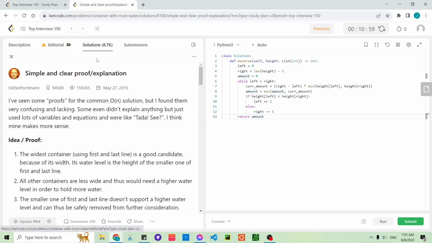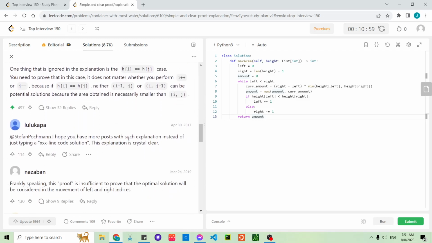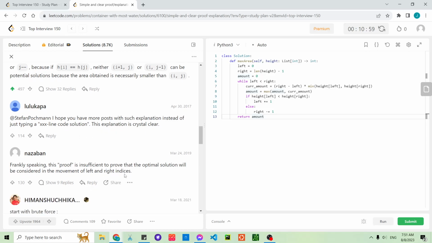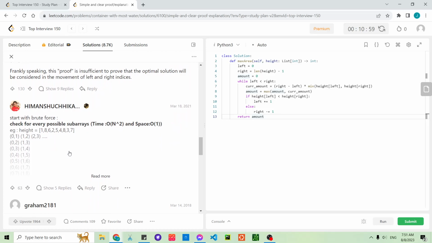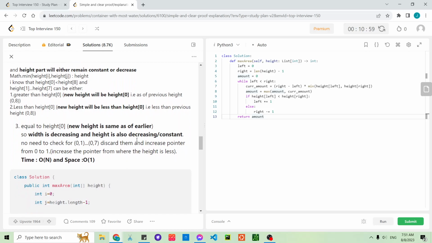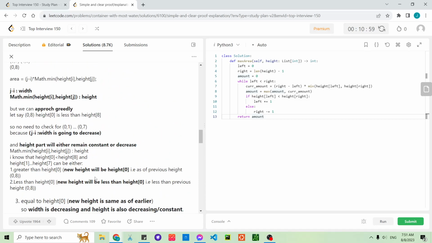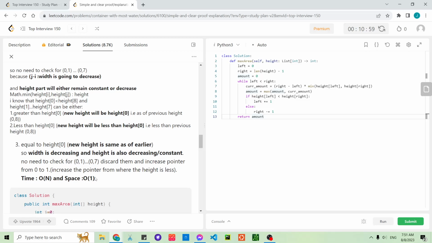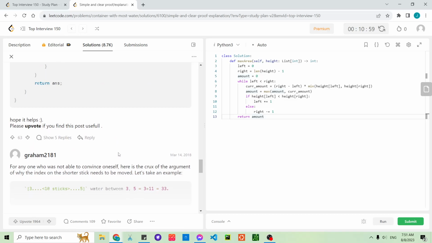So I think that's all we need for this problem. Well, that's the same solution.